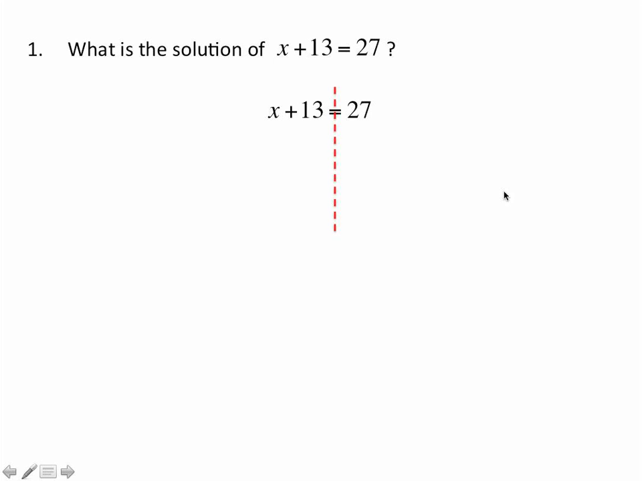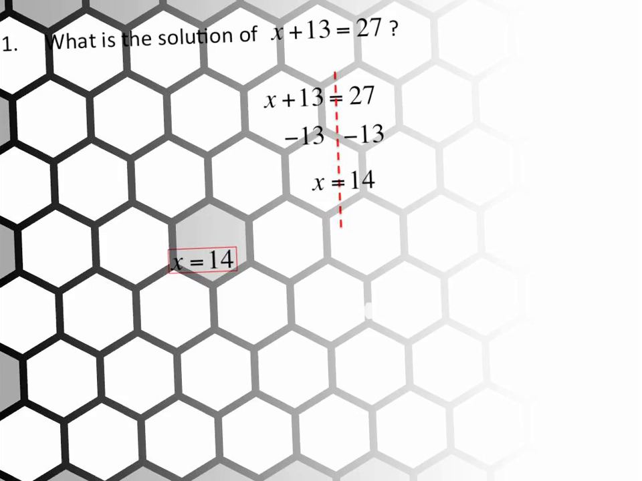So if I'm undoing adding 13, I would subtract 13. Remember, whatever you do on the left, you have to do on the right. So I subtract 13 from that side, I get x is equal to 14. Okay, pretty straightforward.